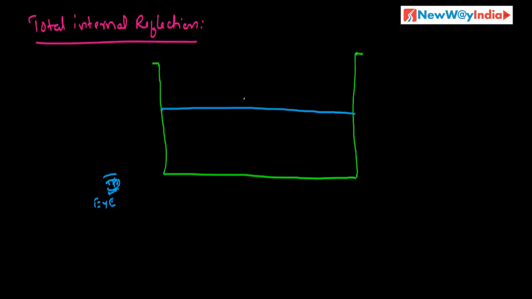Now observe the surface of the water. What do you observe? It looks silvery. Why does this happen? What is the reason? This phenomenon is total internal reflection. It happens because of total internal reflection. Now we have to observe the total internal reflection.